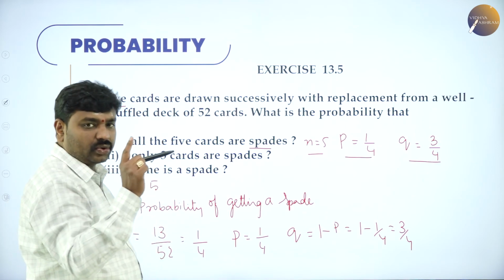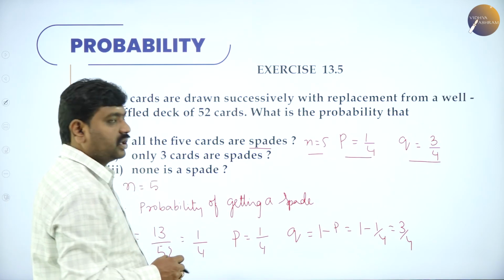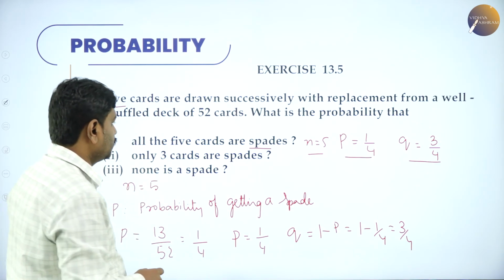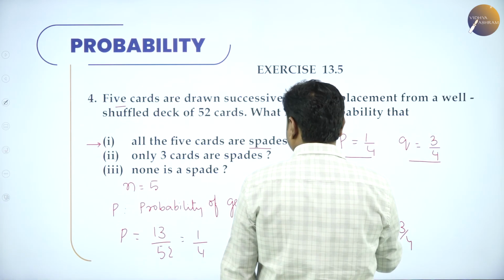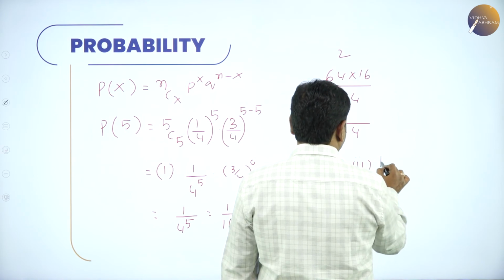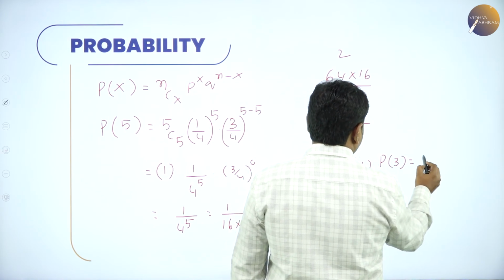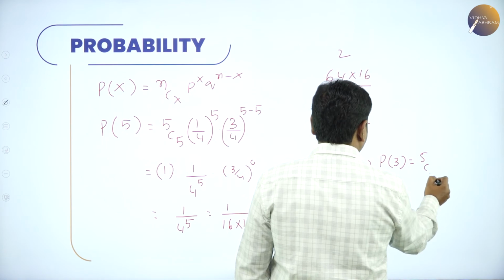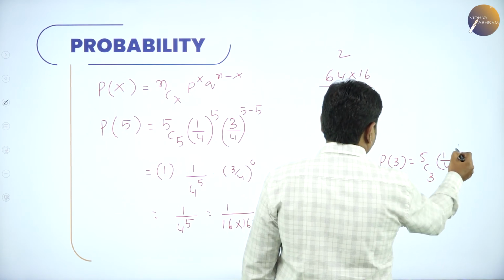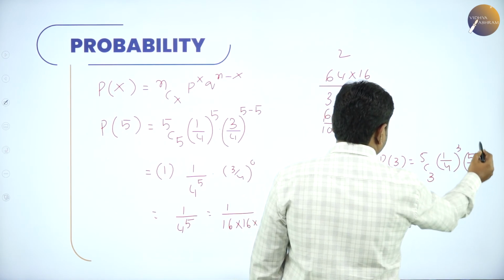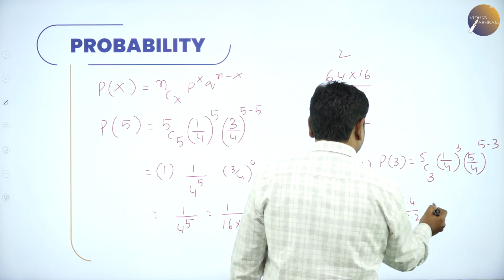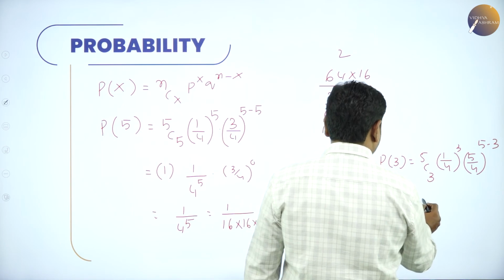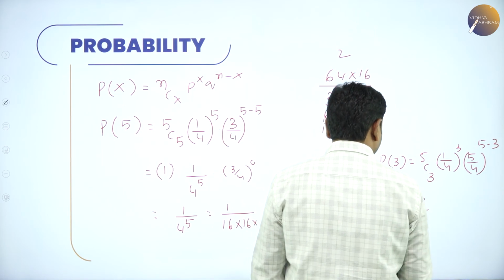P of X is equal to 3 you should do. Then for none is spade, P of 0 you should do. So now the second part: exactly 3 are spades. So P of 3. What is P of 3? NC3, 5C3, 1 by 4 power 3, 3 by 4 power 5 minus 3. 5C3 is 5 into 4 divided by 3 into 2, or 5 into 4 into 3 divided by 3 into 2 into 1.